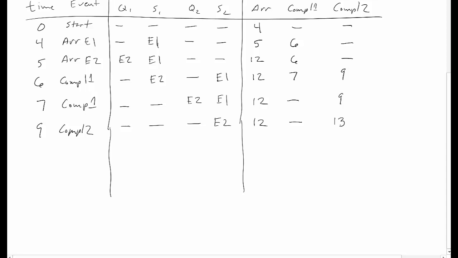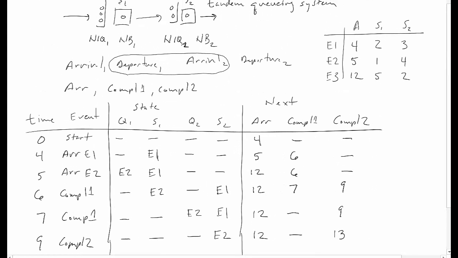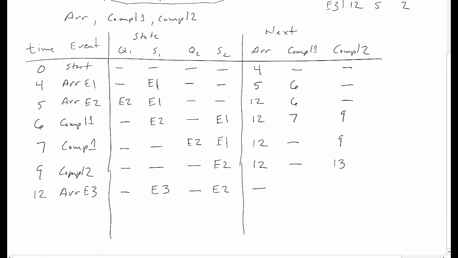So now it's time 9. The next event happens at time 12, which is arrival of our third and last entity. So we jump ahead to time 12. That's arrival of E3. It begins service on S1. E2 is still being served. We no longer have any additional arrivals because we only are modeling 3 entities.